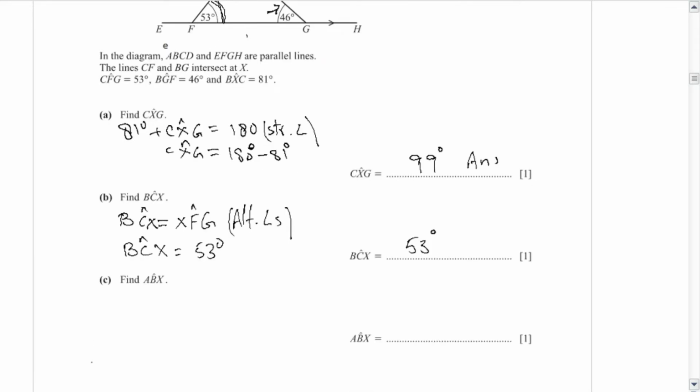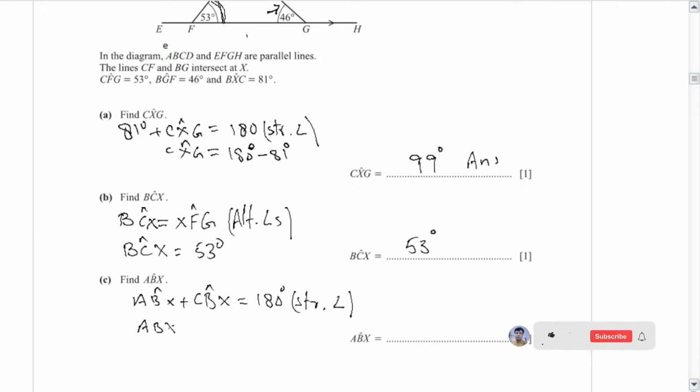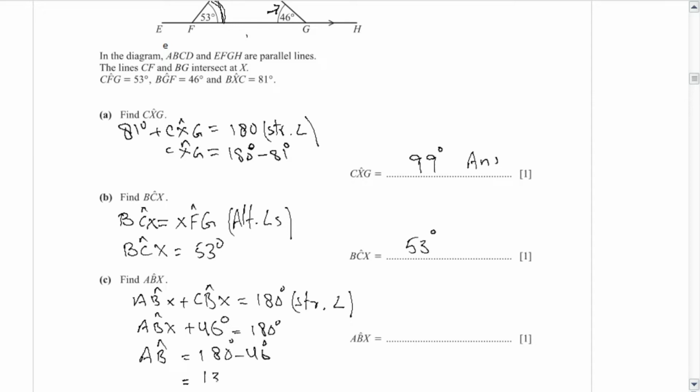So we can write that angle ABX plus CBX is equal to 180 degrees, and the argument is straight angle. So ABX plus 46 degrees is equal to 180 degrees, and ABX is equal to 180 minus 46 degrees, which is equal to 134 degrees. 134 degrees will be the answer.